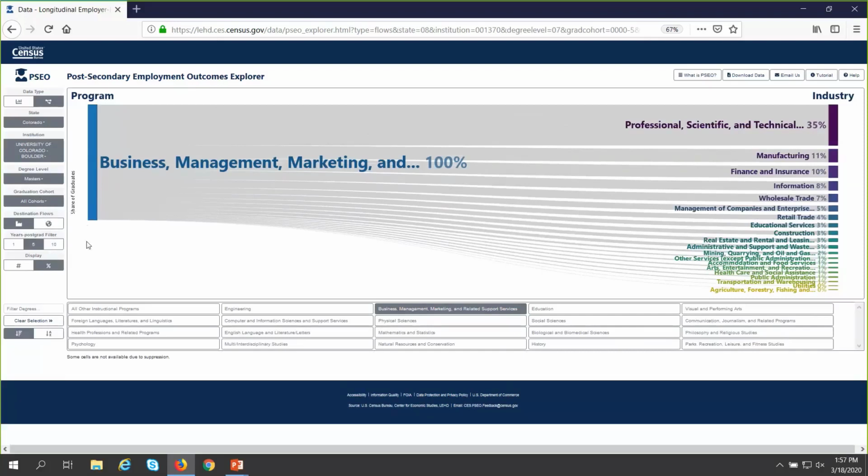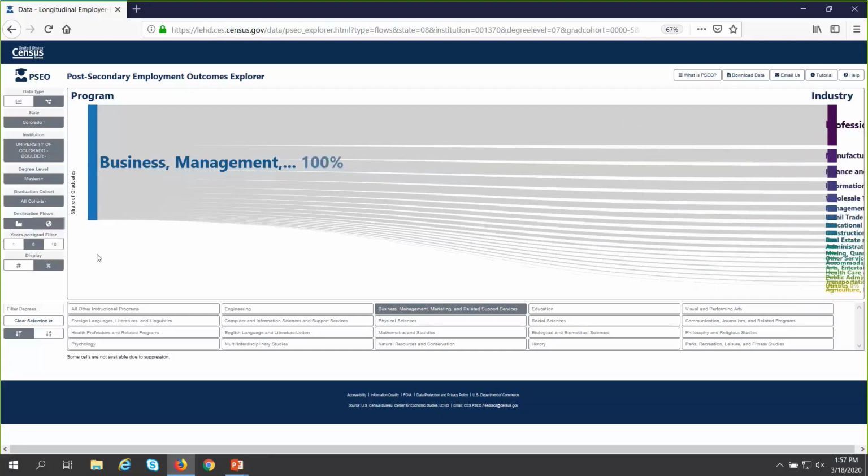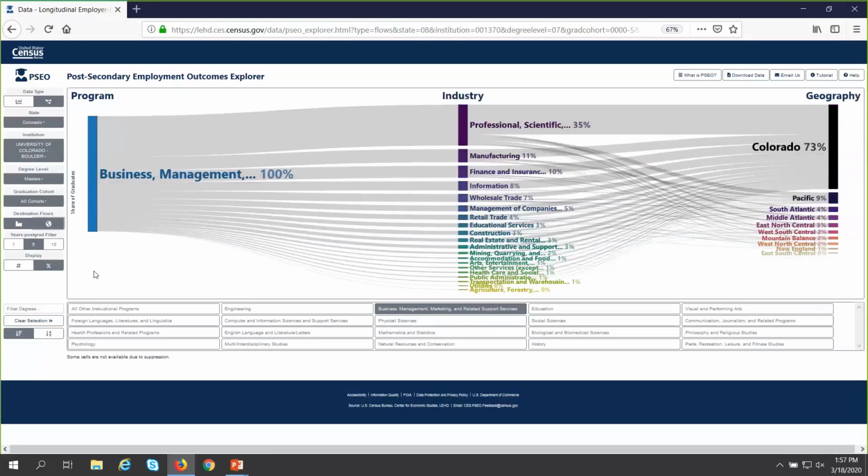I'm also going to look at the geographic component. So right now we just have industry sector chosen. But you can also click here on the little globe and it says flows to state and census division. And you can see, for individuals that get an MBA from University of Colorado Boulder, about 73% of those individuals after 5 years are still employed in the state of Colorado. So that's this far right here. And then the largest share outside of Colorado is in the Pacific Division, which is the West Coast.